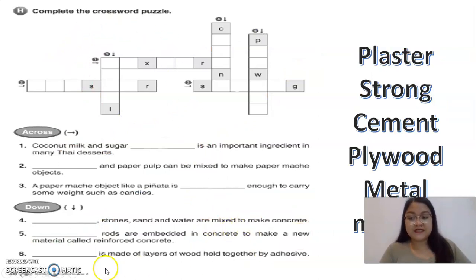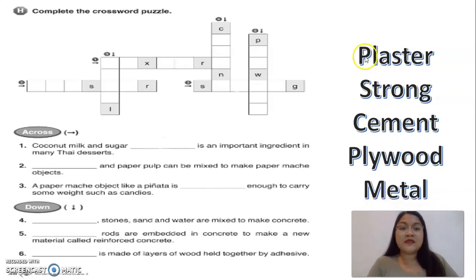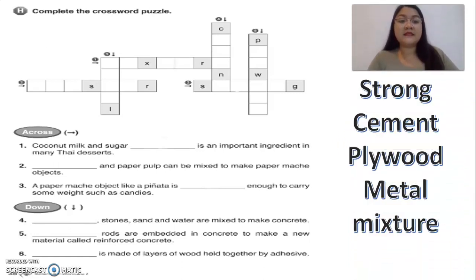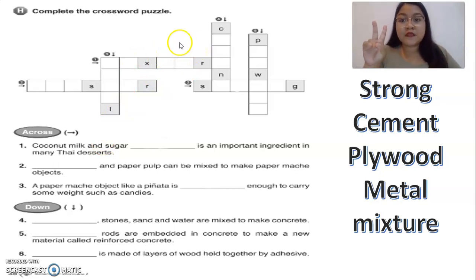Okay. So now let's talk about your activity of the day. So please get your workbook and open it on page 38. Okay. So for today's activity, we are going to answer the crossword puzzle. So we have here the possible answers. We have plaster, strong, cement, plywood, metal, and mixture. So you're going to answer two answers. So one for the crossword puzzle and one to fill in the blanks.